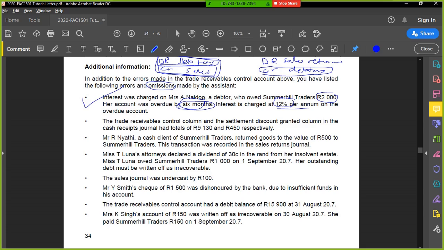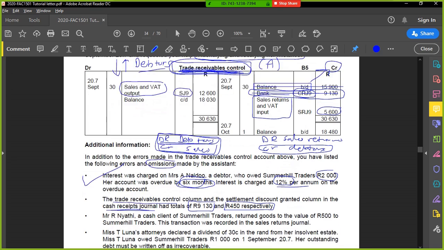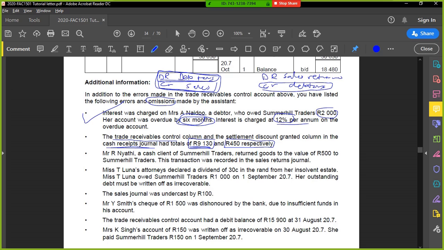Tick. The trade receivables control column and the settlement discount granted column in the cash receipts journal had totals of that and that. This is in which journal? The trade receivables control column in the cash receipts journal. Did we have a cash receipts journal? Yes, we did. Here, see cash receipts journal. The 9130. Do you see that?